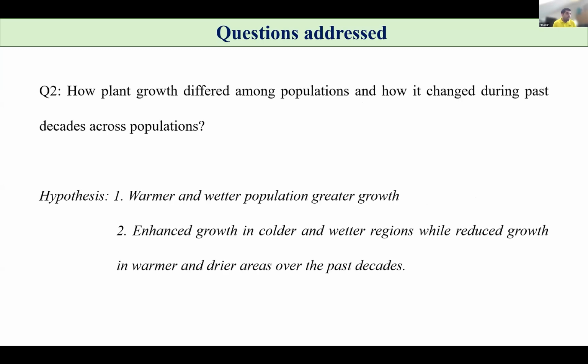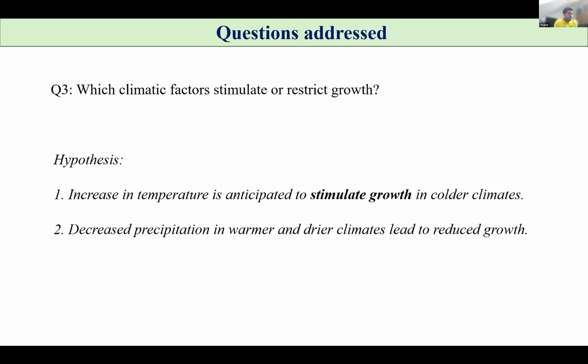The second question is how plant growth differed among populations and how it changed during past decades across populations. Here the expectation is that there will be greater growth in populations in warmer and wetter climates, and also enhanced growth in colder and wetter regions, while there will be reduced growth in warmer and drier areas over the last decades. The third question we address is which climatic factors stimulate plant growth and which restrict it.